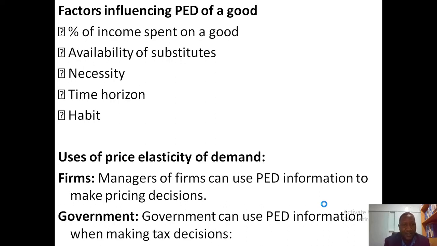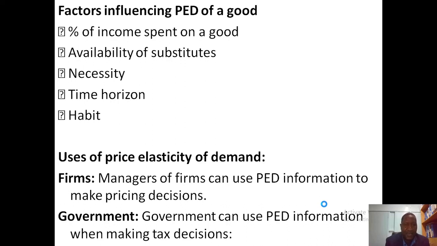Number 3 factor that influences demand is whether the product is a necessity or not. All necessities have got inelastic demand. What is a necessity? This is a product that people cannot do away with. So all necessities will have inelastic demand. What that means is that regardless of the price, people will keep on buying these products because the products are necessities. Number 4 factor that influences PED is the time horizon.